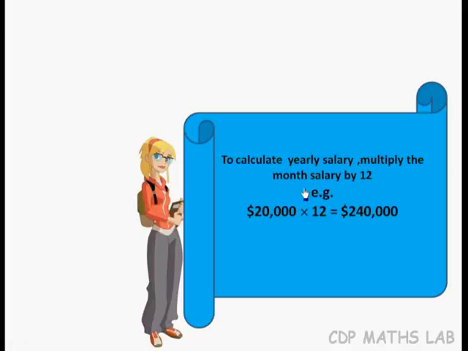Now, if you are given the yearly salary and asked to find the monthly salary, then what you would do is divide the yearly salary by 12 to get the what? Monthly salary.